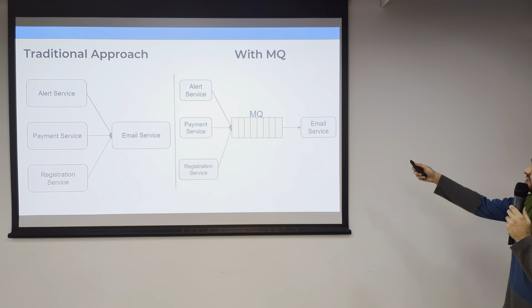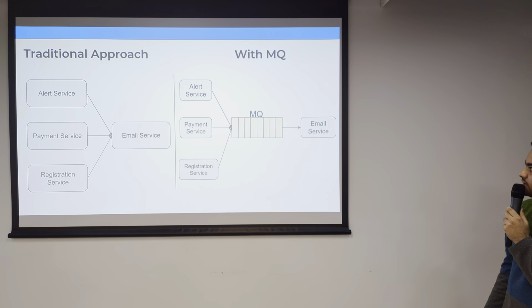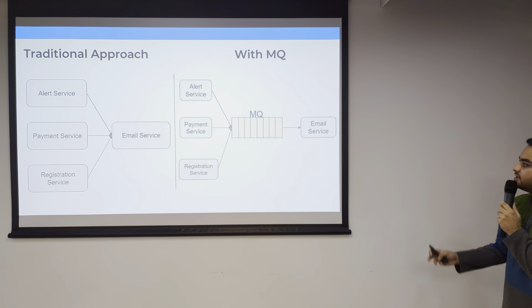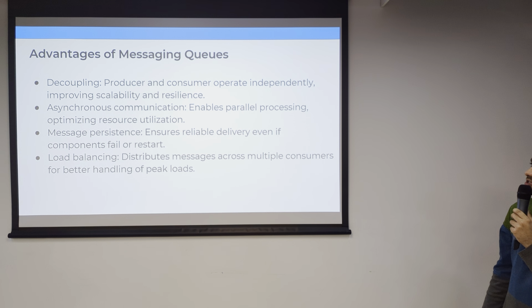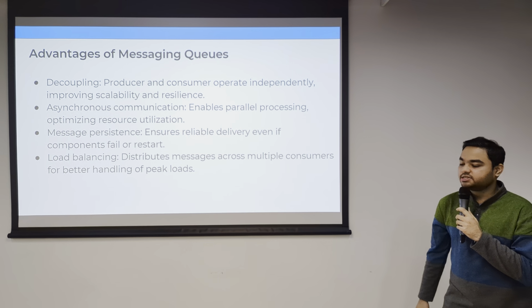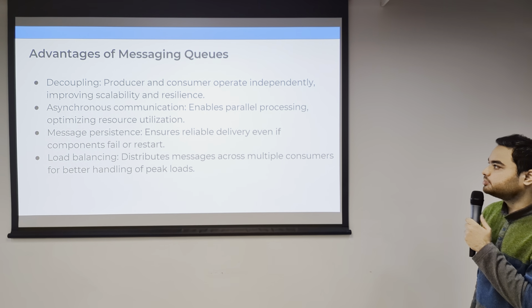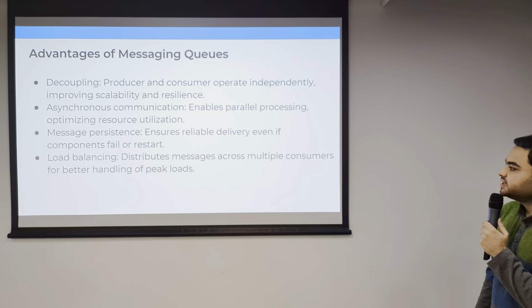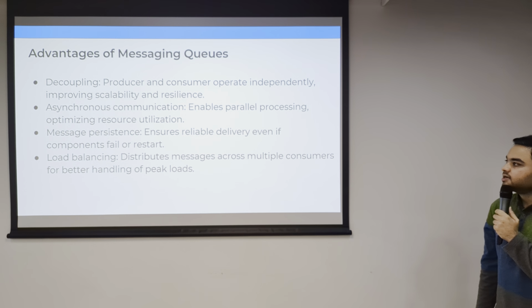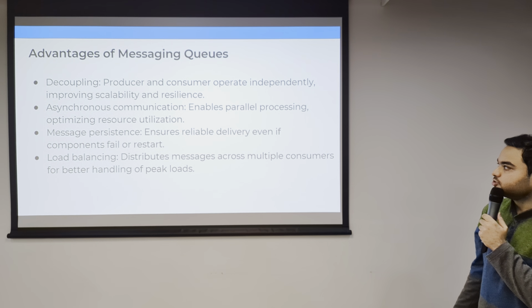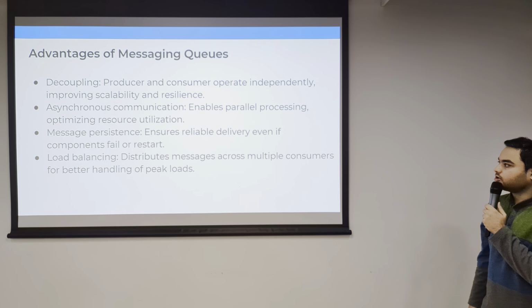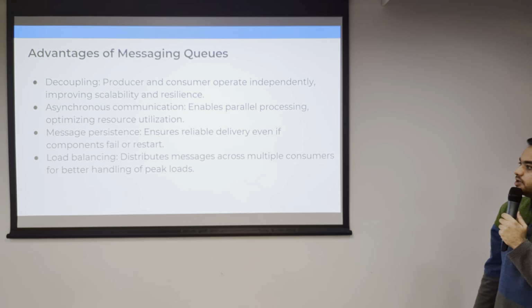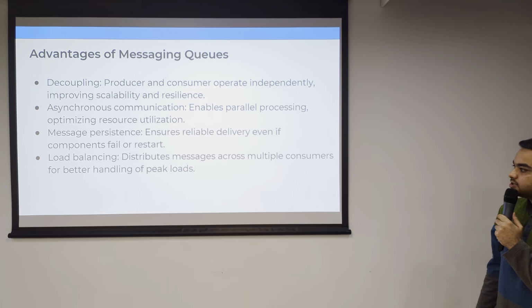That means the email service can be increased multiple times, so that the messages and all these services can be consumed. So these are the advantages of messaging queues. There is decoupling, that is, the producer and consumer operate independently, and it enhances your scalability. Now they do asynchronous communication, as I already told you, so that you can utilize your resources.